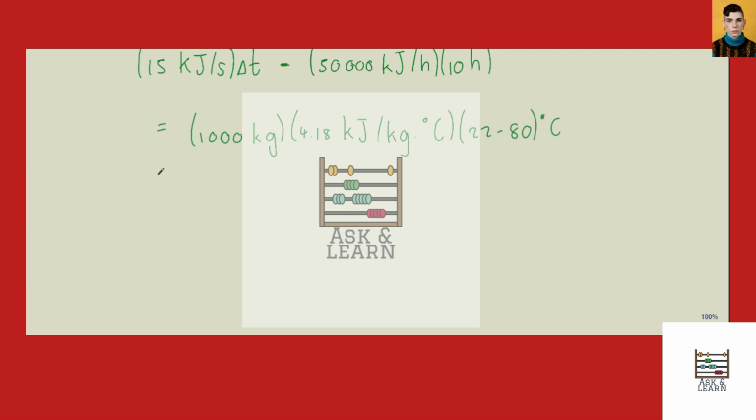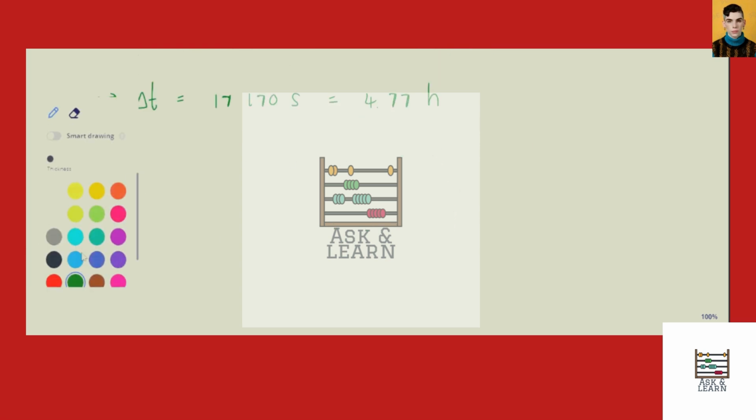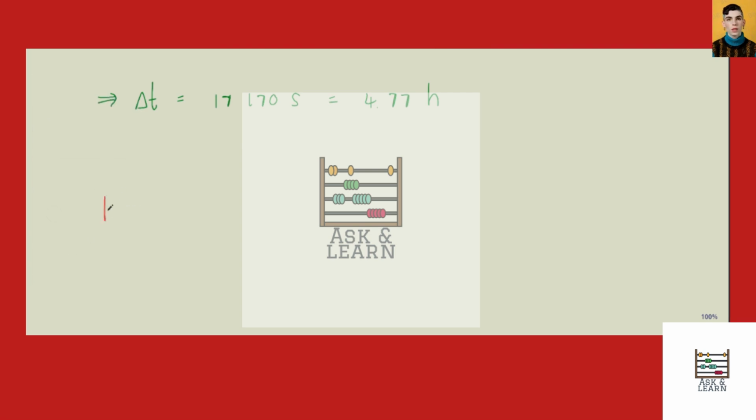Now, if we rearrange this equation, we can solve for the time that the heater needs to be switched on, and delta T is 17,170 seconds, which works out to 4.77 hours. So the heater needs to be on for 4.77 hours in the night to maintain the temperature at 22 degrees Celsius.